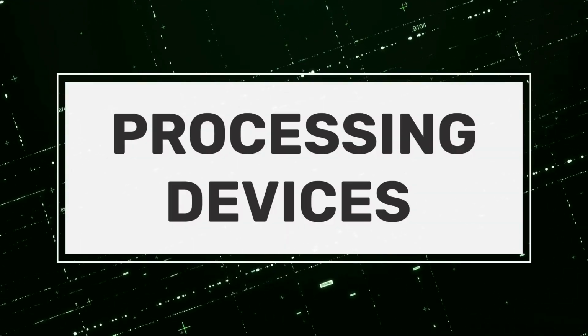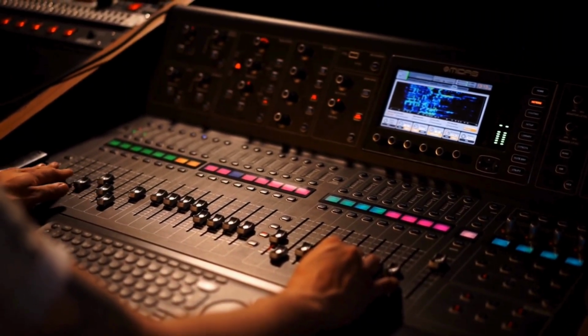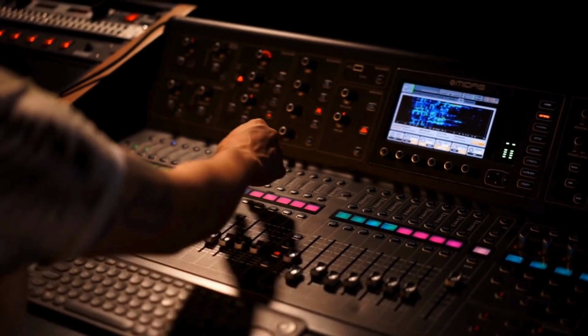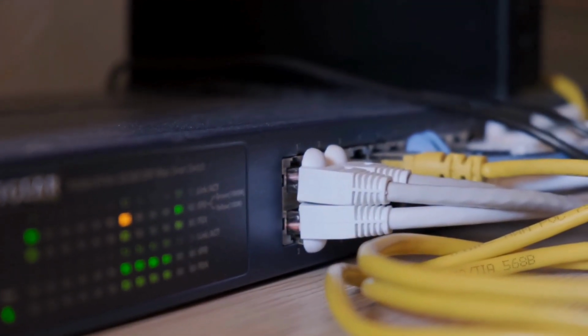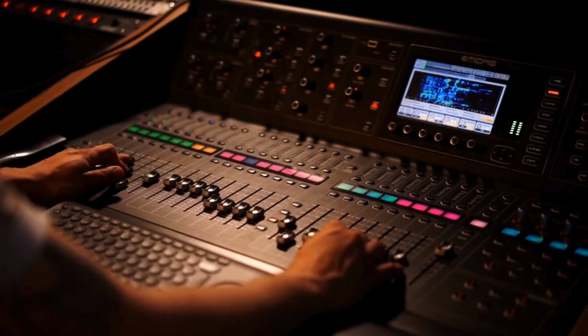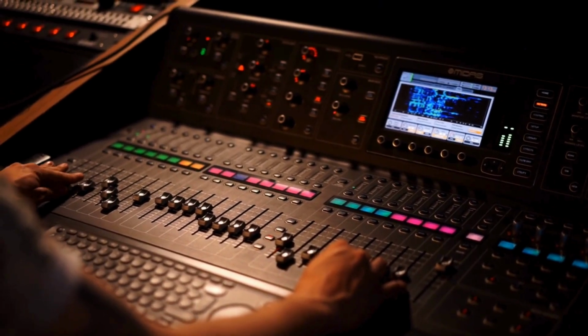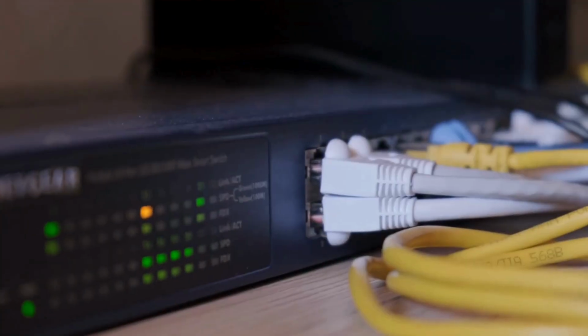2. Processing devices. Moving on to number 2, processing devices. Once we have the input, the sound goes into a mixer or a DSP, digital signal processor. Its job is to remove echoes, cancel out noise, and balance the volume of different mics. In AV integration, the DSP is the most critical component.